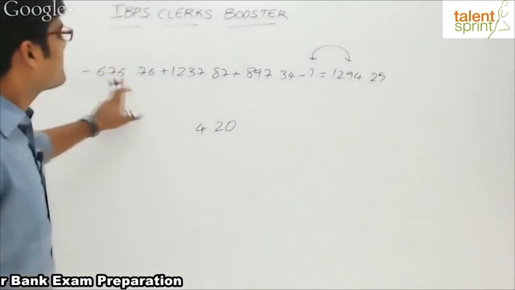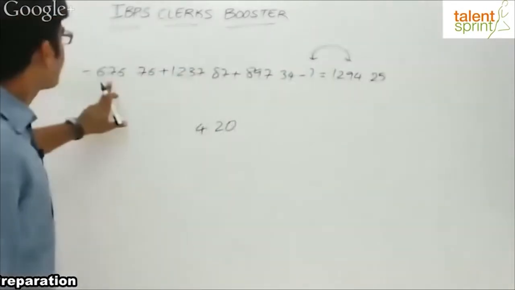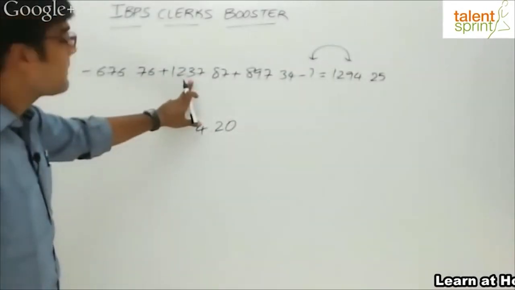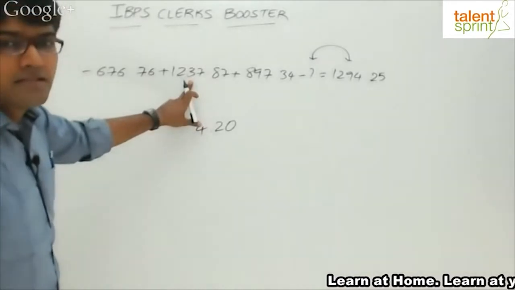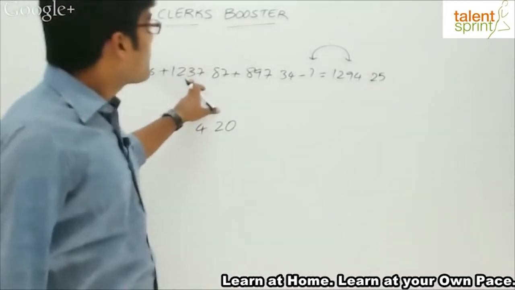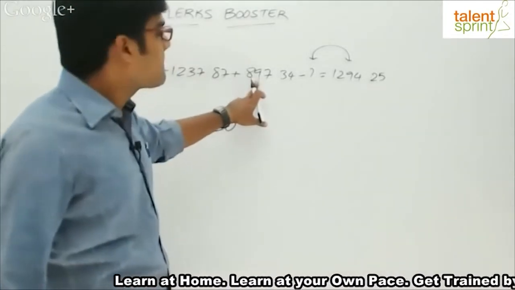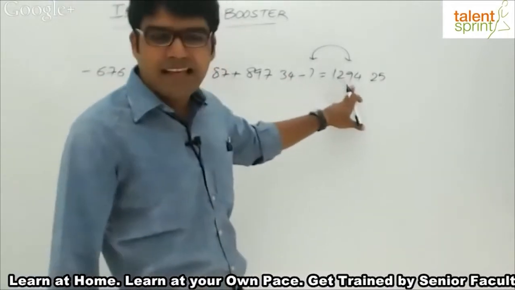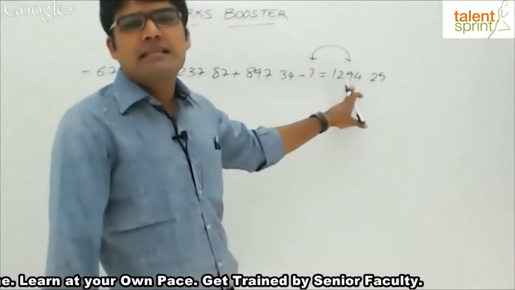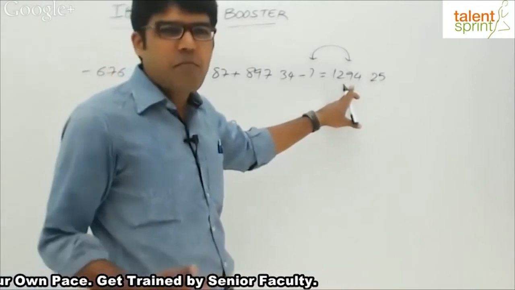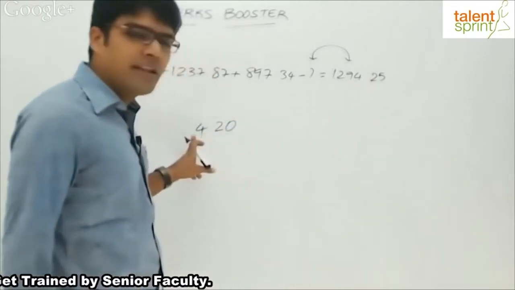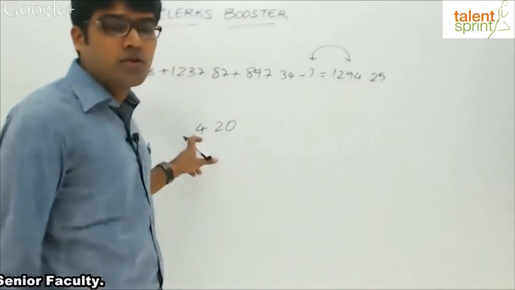All right, now go for tens place. Minus 7 plus 3, right? What happens? Minus 7 plus 3 is minus 4. Minus 4 plus 9 is plus 5. Plus 5 minus 9 is minus 4. But do we take minus 4 in the digit here, in the next place? No, we don't take minus 4. So what do you do?